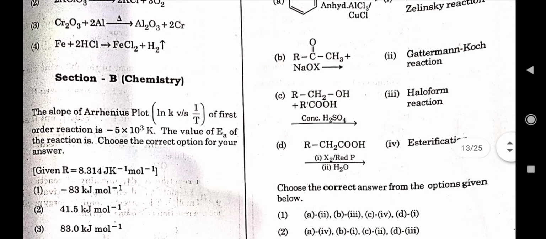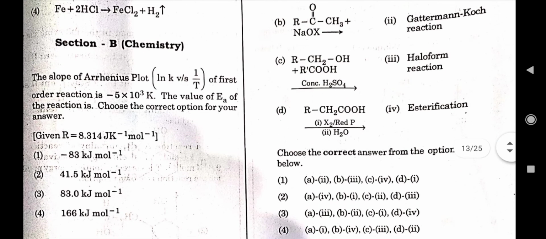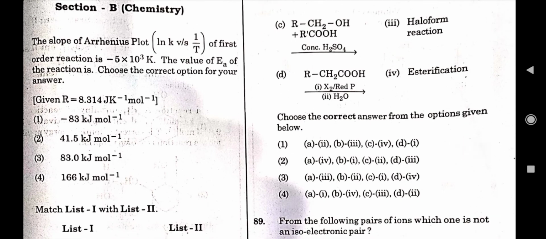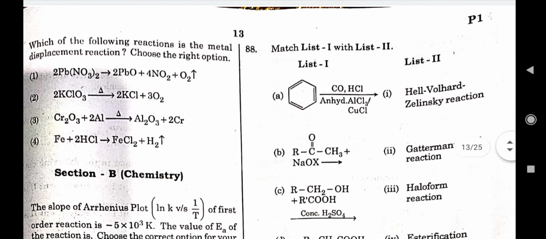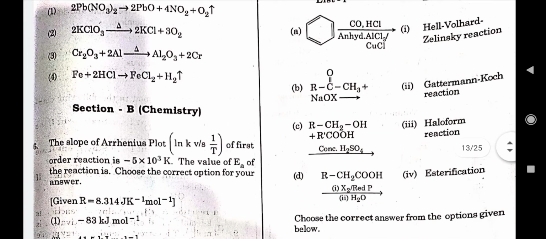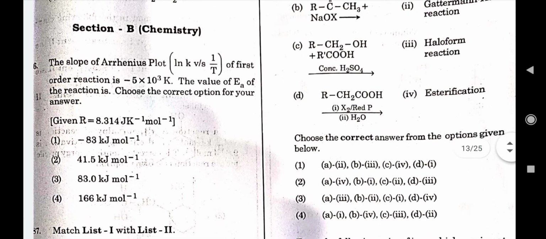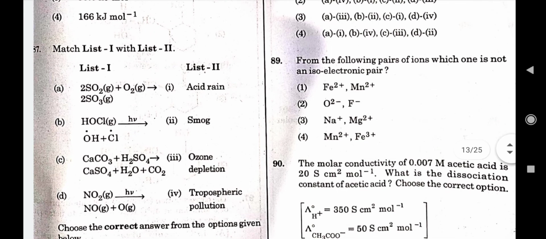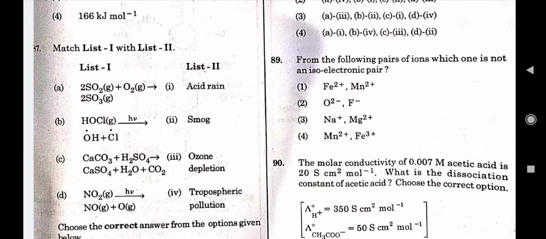Now coming to section B of chemistry, the slope of Arrhenius plot का जो slope है, इसका जो correct option है question number 86 का, इसका जो correct option है that is option second, 41.5 kilojoules per mole. Coming to question number 87, match list first and list second, इसका जो correct option है that is option number 4.